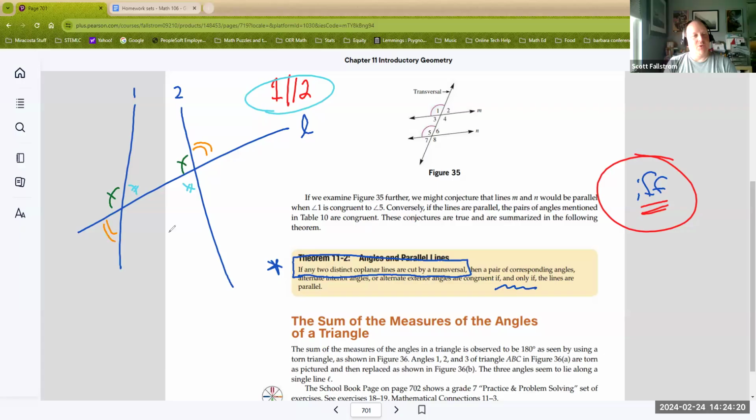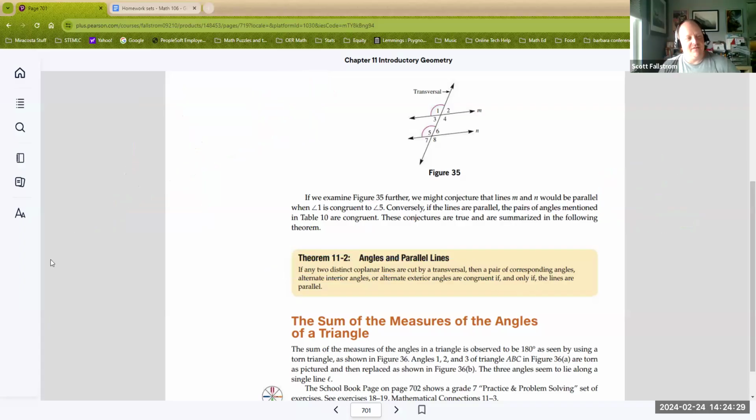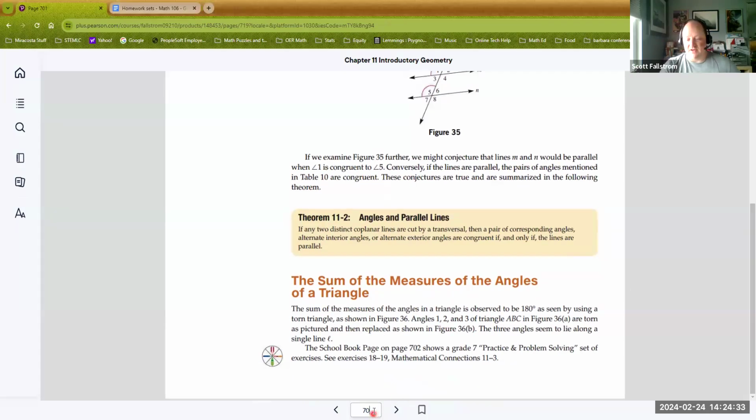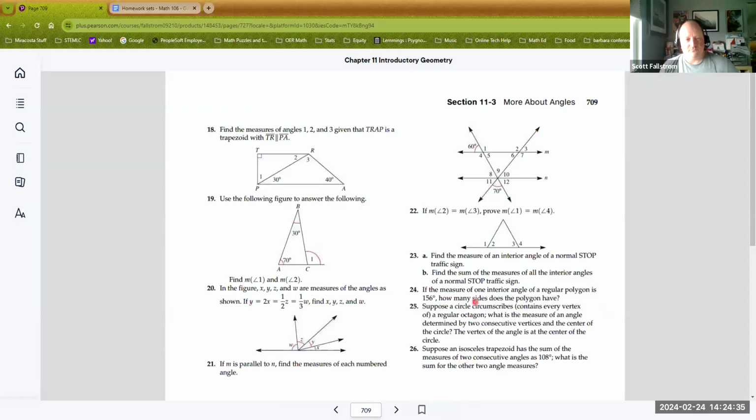So if you know it's parallel, you get all of these other things for free. So that's what we're starting with. That's the theorem that we have. This is such an amazing tool. Yes, we will be using it an awful lot.